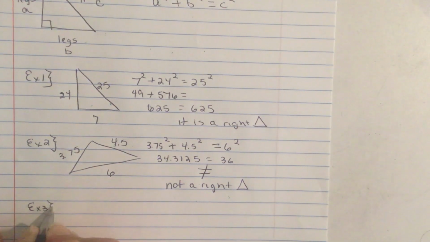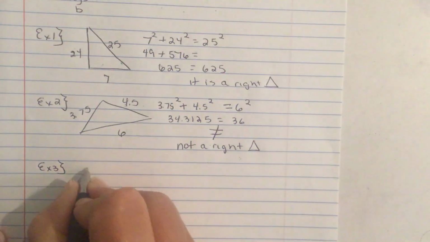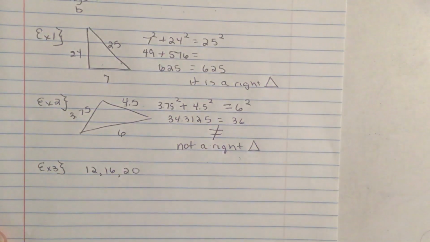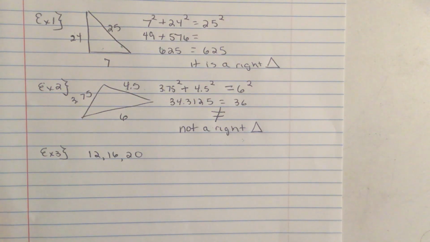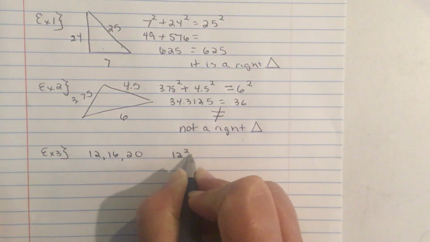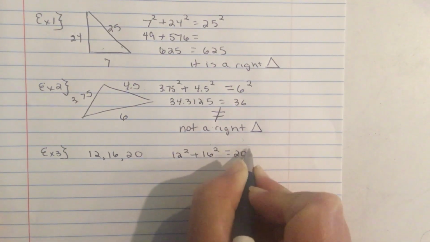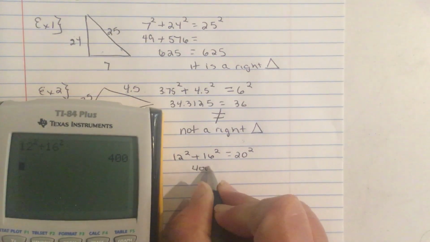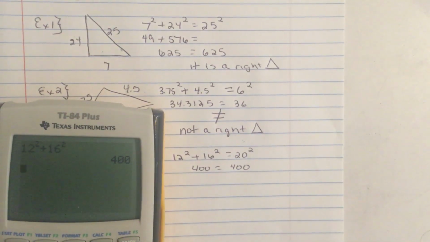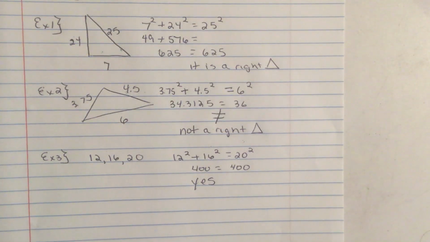Try this one on your own. For example 3, we won't draw the picture. I'll just tell you that I have sides of 12, 16, and 20. Use the Pythagorean theorem to determine yes or no, is this a right triangle? Again, please hit pause if you have not completed it. You should be checking to see if 12 squared plus 16 squared equals 20 squared. When I enter that in the calculator, I get 400. I do know that 20 times 20 is also 400, so yes, it is a right triangle.